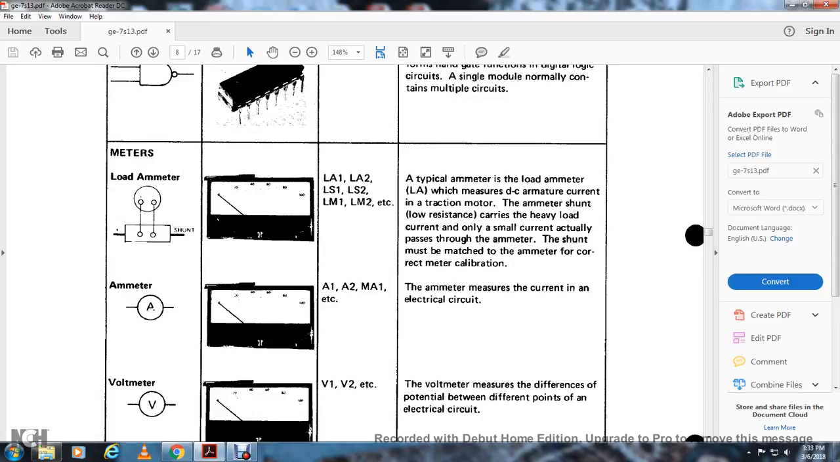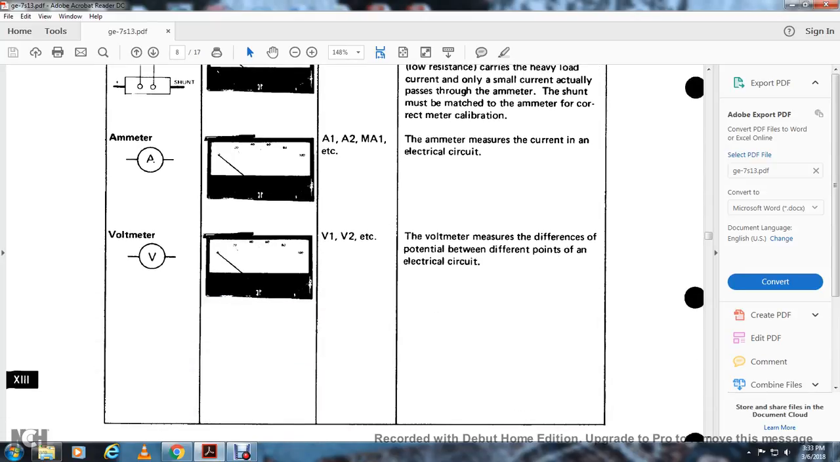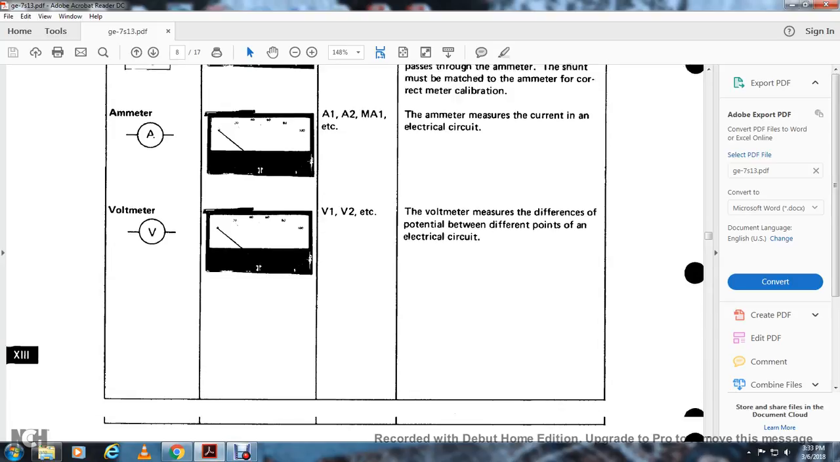Alright, your ammeter is a circle with an A in it. This stands for A1, A2, MA1 designation. An ammeter measures the current in an electrical circuit. The voltmeter is a V with a circle in it. V1, V2 stand for the voltmeter, which measures the difference of potential between two points of the electrical circuit.